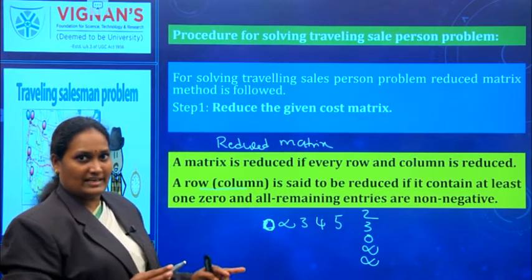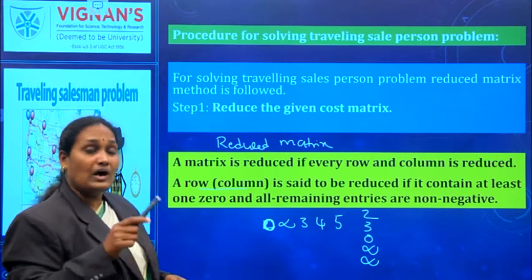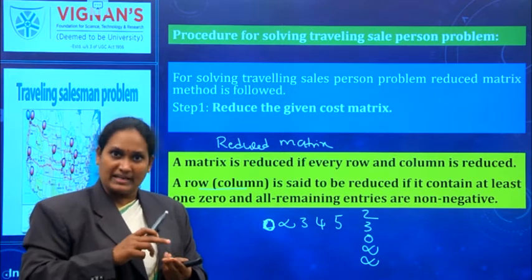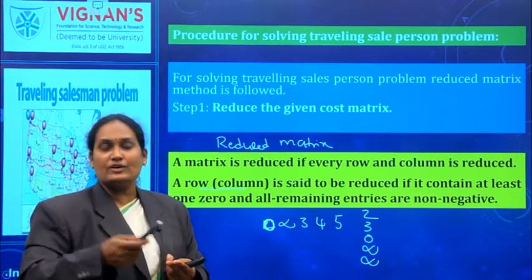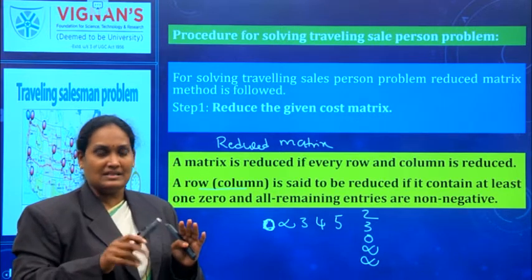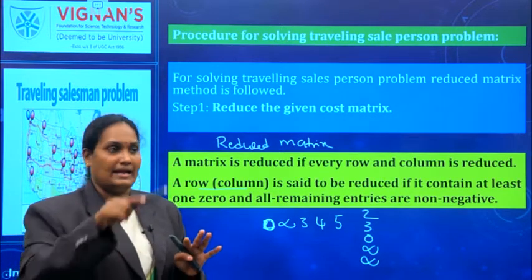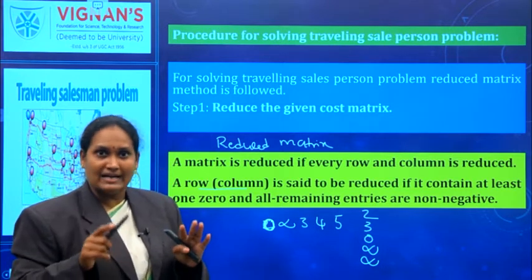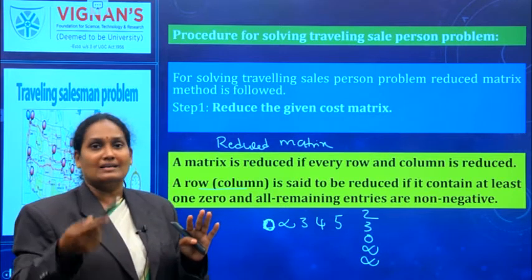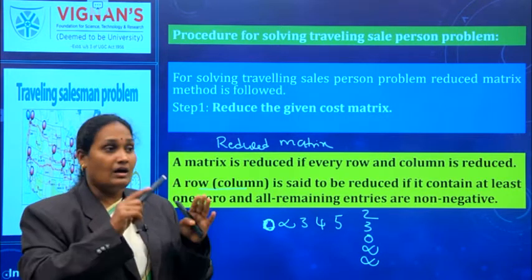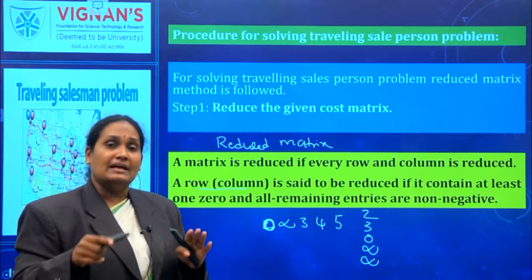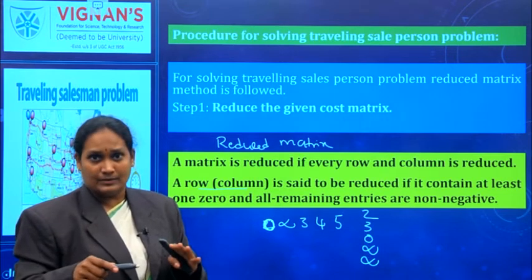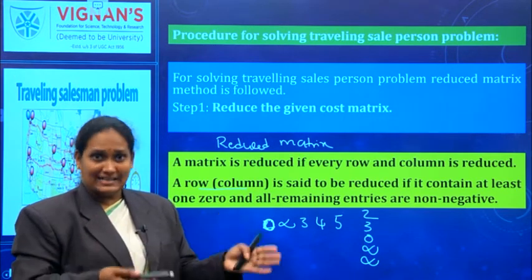So, row reduction and column reduction. Now, how to reduce a row and how to reduce a column? By reducing a row and a column, you can get a reduced matrix. A reduced matrix means all rows should be reduced and all columns should be reduced. That is, all rows should have at least one zero element and all other elements non-negative. All columns are said to be reduced means every column should have at least one zero element and all other elements non-negative. Then only we can say a matrix is reduced.